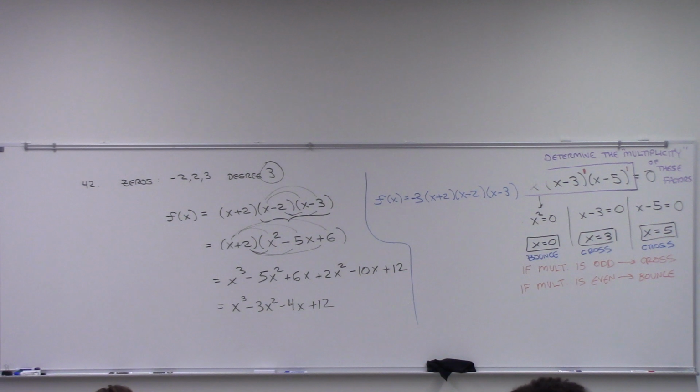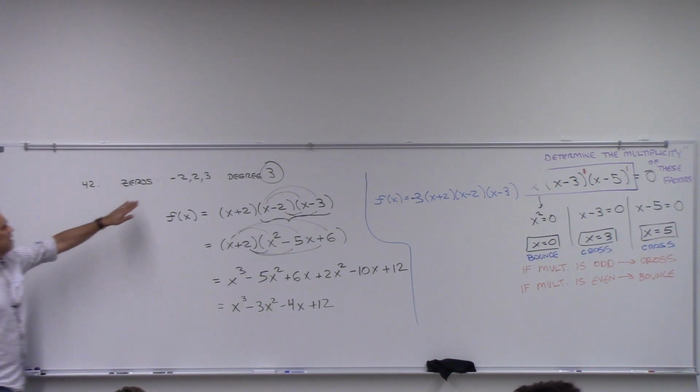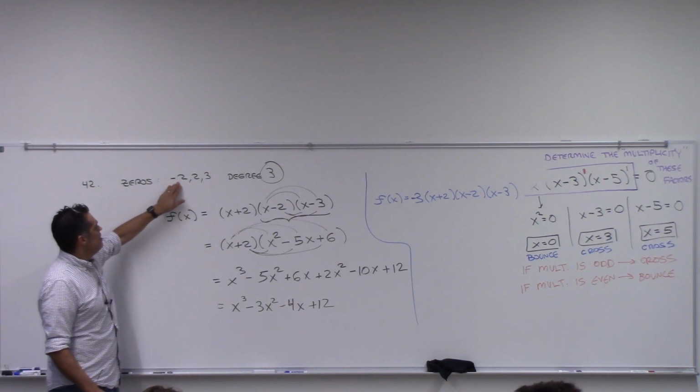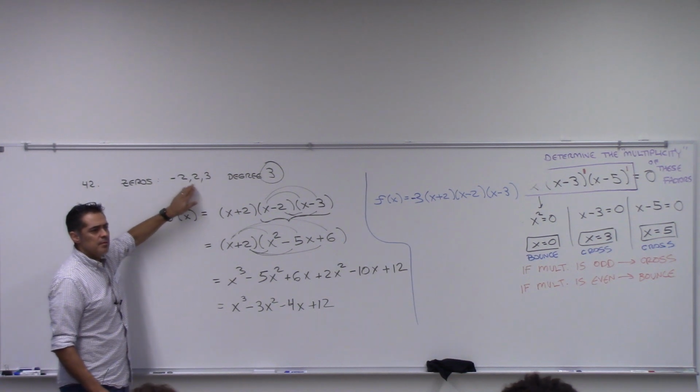No, minus 3. Oops. Minus 3. All right, there we go. What you're looking at here is an example of the polynomial function. Does it have these 3 x-intercepts? Can you all tell?